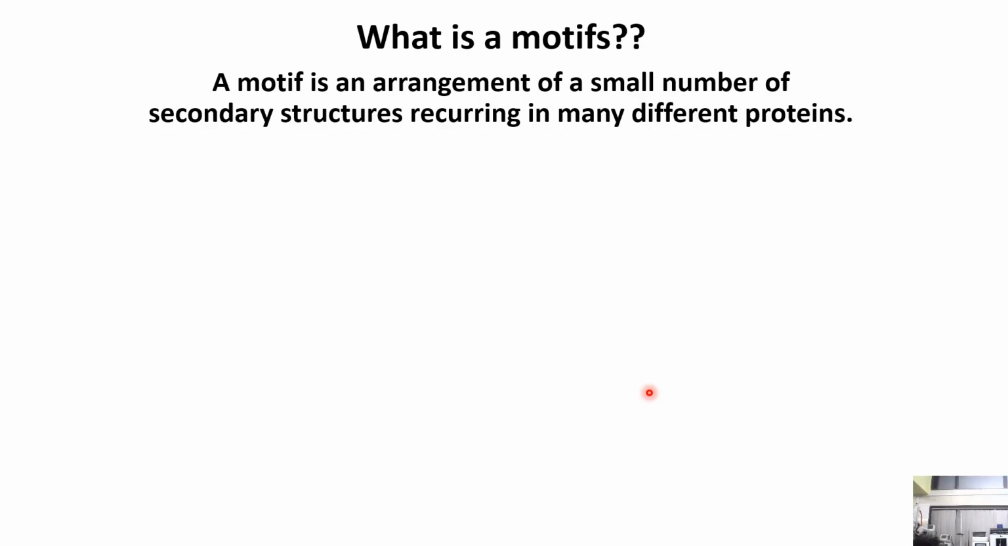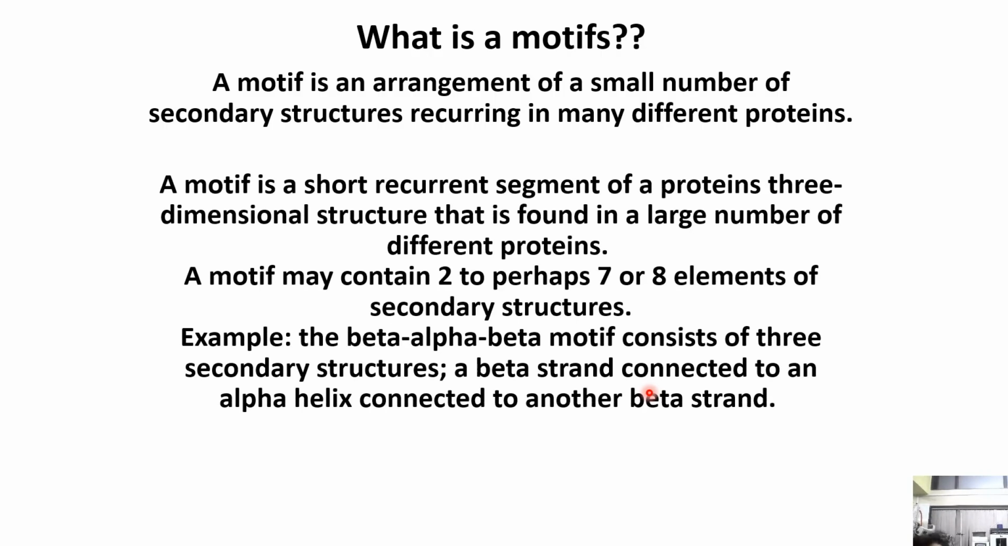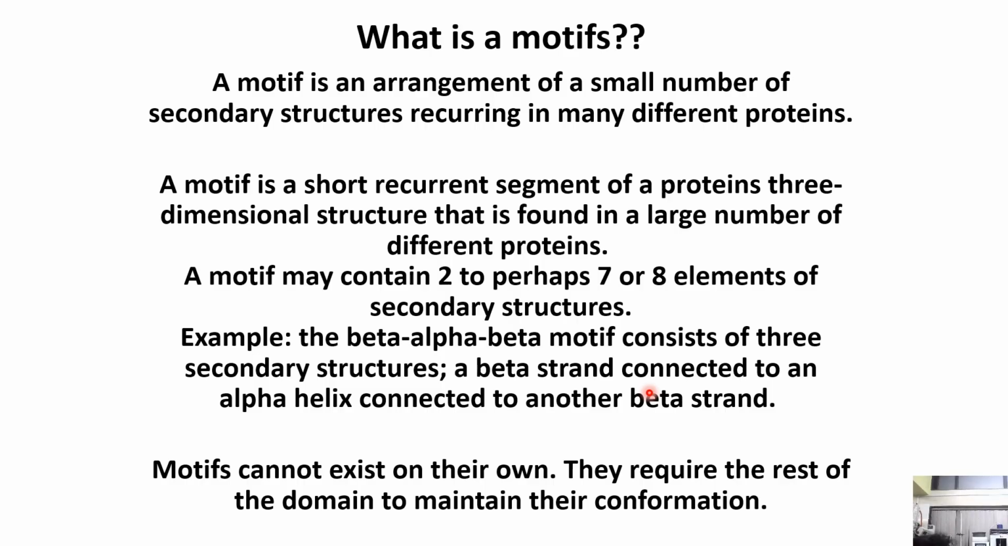So, what is a motif? A motif is an arrangement of a small number of secondary structures recurring in many different proteins. A motif is a short recurrent fragment of a protein's three-dimensional structure that is found in a large number of different proteins. A motif may contain two to perhaps seven or eight elements of secondary structure. The beta-alpha-beta motif consists of three secondary structures: a beta strand connected to an alpha helix connected to another beta strand. So motifs cannot exist on their own; they require the rest of the domain to maintain their conformation.